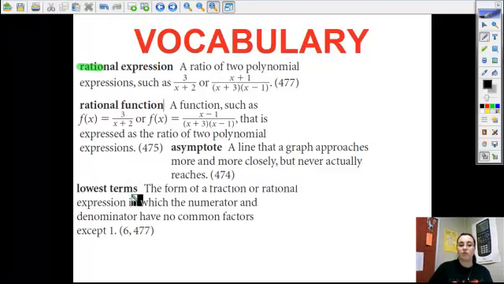And then something that we're going to have to learn is how to reduce rational expressions to lowest terms. It's the form of a fraction or rational expression where the numerator and denominator have no common factors except 1. You already kind of know how to do this. We're just going to apply it to rational expressions with variables. So what you used to think of before would be something along the lines of 4/6 reduces to 2/3 because 2 and 3 have no common factors except for 1.